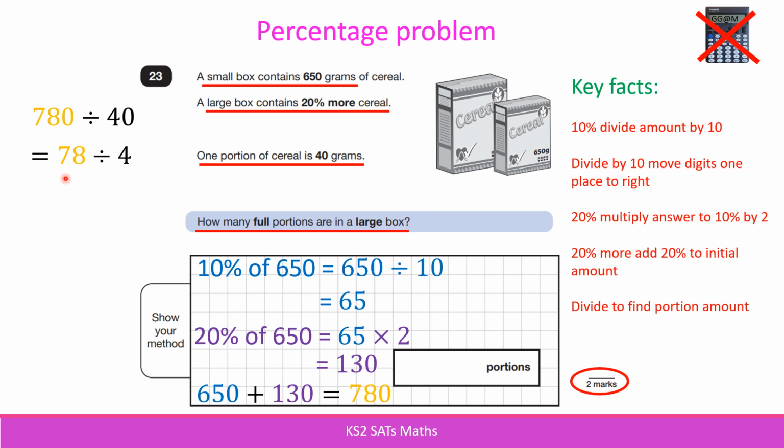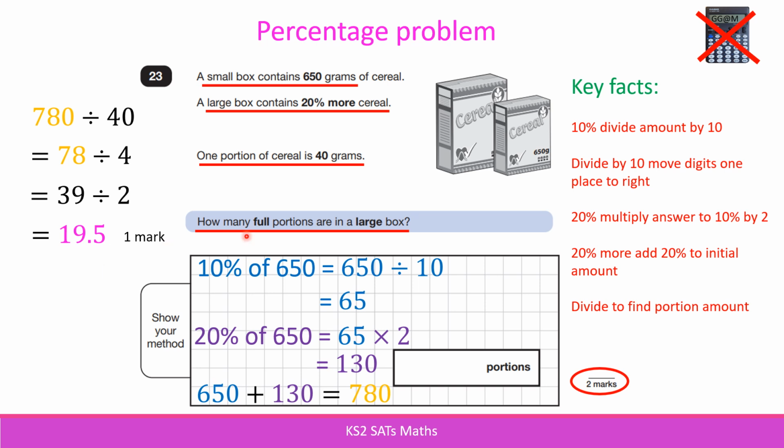So we've got 70. Half of 70 is 35. Half of 8 is 4. So 35 plus 4 is 39. So if I halve 78, I get 39. I now need to halve that 39, to work out 78 divided by 4. Half of 30 is 15. Half of 9 is 4.5. 4.5 plus 15 is 19.5, and that is the same as 780 divided by 40 is 19.5, and that will give you 1 mark in your exam.